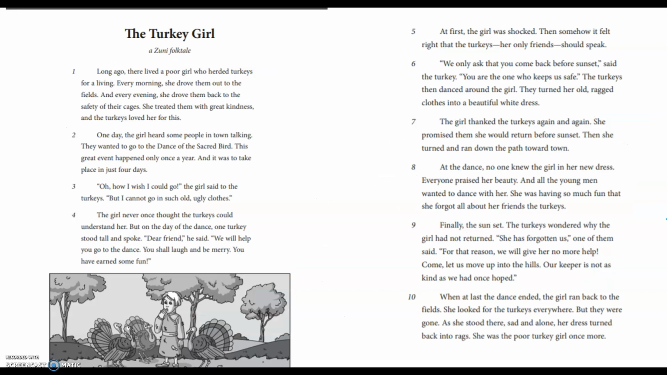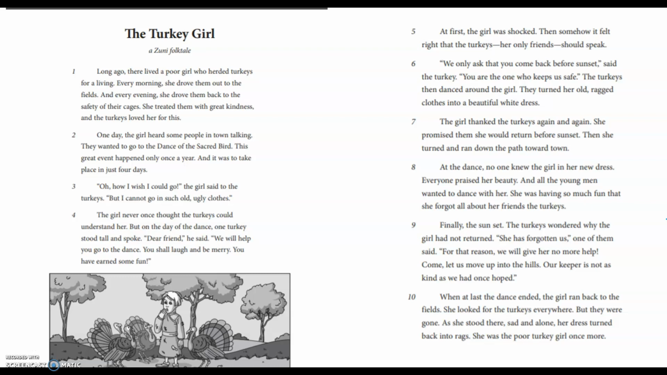This story is called The Turkey Girl. Long ago, there lived a poor girl who herded turkeys for a living. Every morning she drove them out to the fields, and every evening she drove them back to the safety of their cages. She treated them with great kindness, and the turkeys loved her for this.